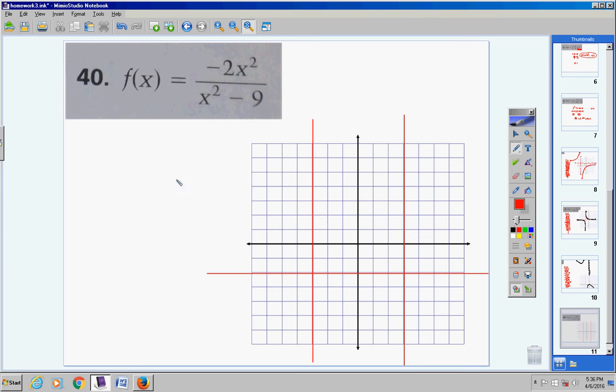To find your x-intercept, you take the numerator, set it equal to 0, and solve. Well, you're obviously going to get 0, divide both sides by negative 2. And then take the square root of both sides, and the x-intercept, I should have labeled this up here, the x-intercept would be 0.